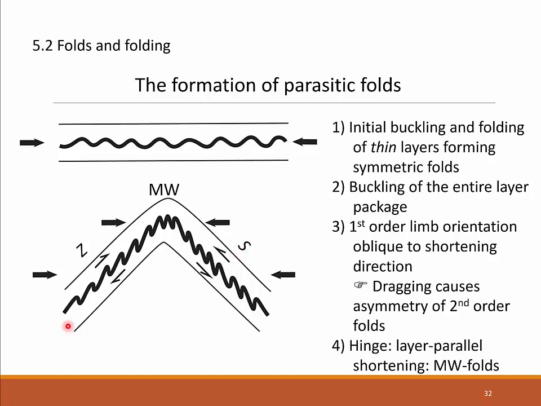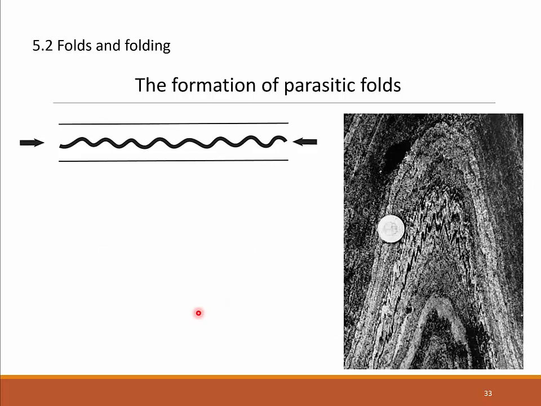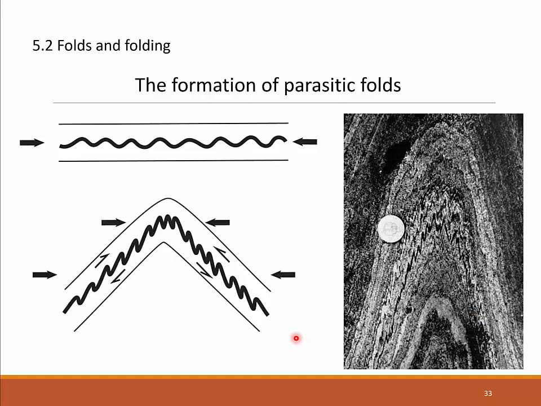We can see that here a first order fold has developed at a larger scale, but at the same time we see the development of these asymmetric folds on the fold limbs and the symmetric folds in the hinge, which are parasitic folds, which are second order folds compared to the larger scale first order fold. Let's have a look at an example. Again, here are our parasitic folds in our shear fold that we have seen earlier. The first order fold and the second order folds developed during the same time. They belong to each other and they represent the same folding episode.